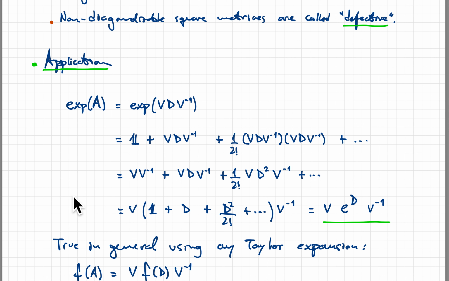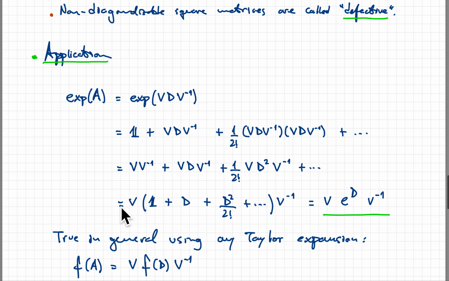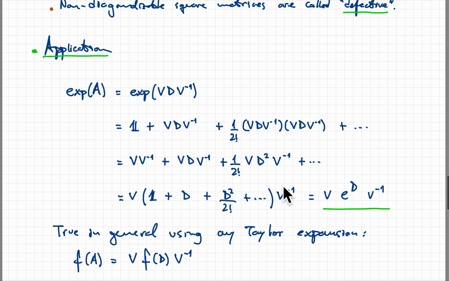We continue that to infinity, and now we extract V to the left and V inverse to the right, and we notice that what we're left with in here is simply the exponential of the diagonal matrix, because it's 1 plus D squared over 2 factorial, and so on and so forth. That happens all the way to infinity for arbitrary order, and so what we have then is V exponential of the diagonal V inverse. So this is very, very useful.